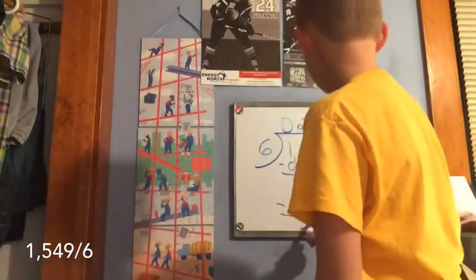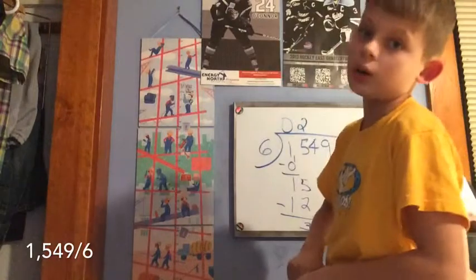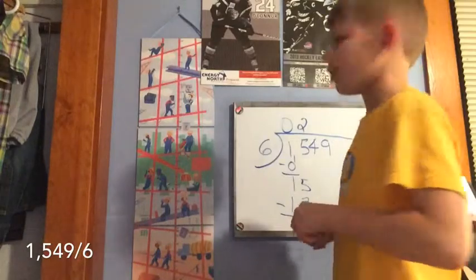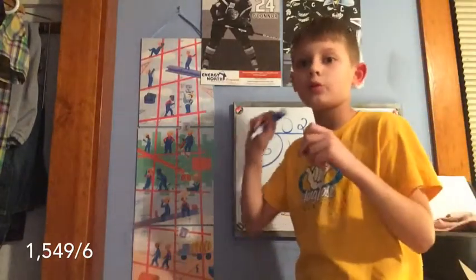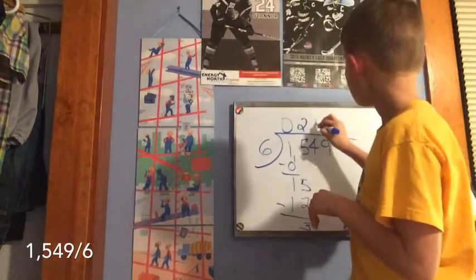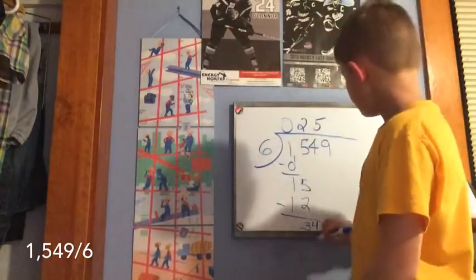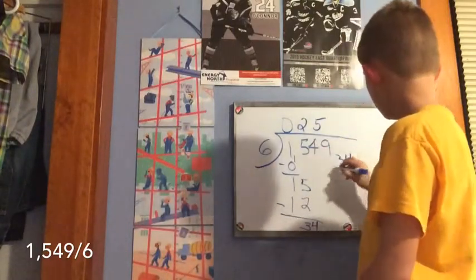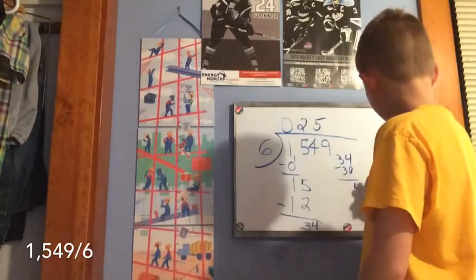So how many 6s are in 34? Well, we know that 8 times 4 is 32, no, never mind, that's the 8s. So we know that 6 times 6 is 36, but that's too high. 6 times 5 is 30, so it's 5. And 5 times 6 is 30, so 34 minus 30 is 4.